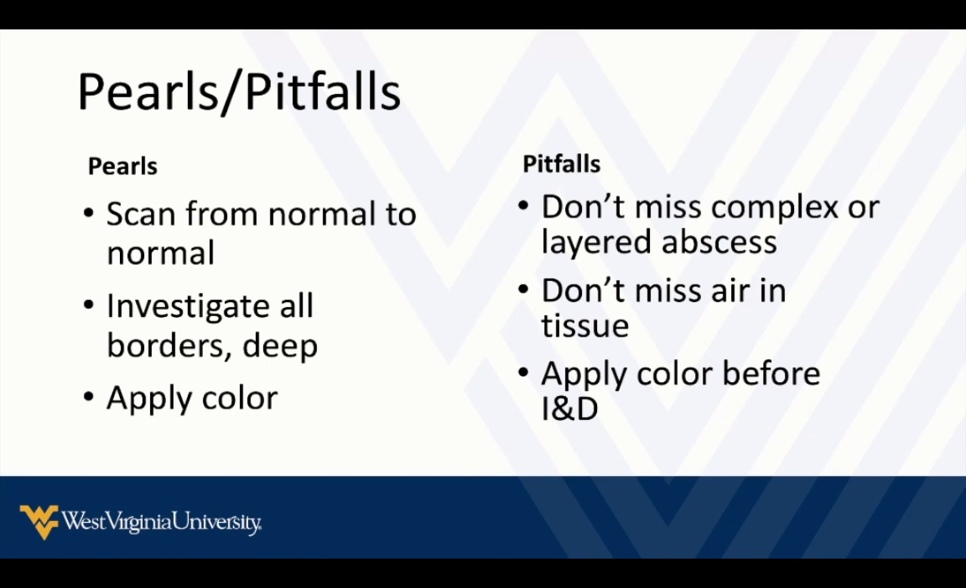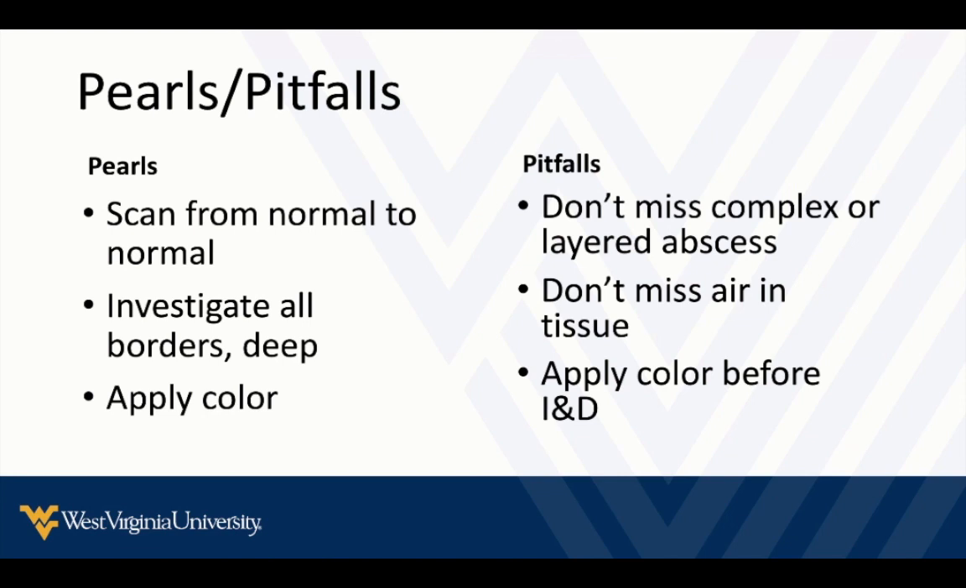Things that we've mentioned already, I like to say them again because I think they're important. Place your probe next to the wound or next to the lesion where the tissue is normal, and then scan all the way through the lesion or area of concern until you get to normal tissue again. And make sure you have adequate depth to see all the borders of whatever's down there. Apply color to anything you see, especially if you're thinking about cutting into it, but also to see if maybe it's a lymph node or something else.